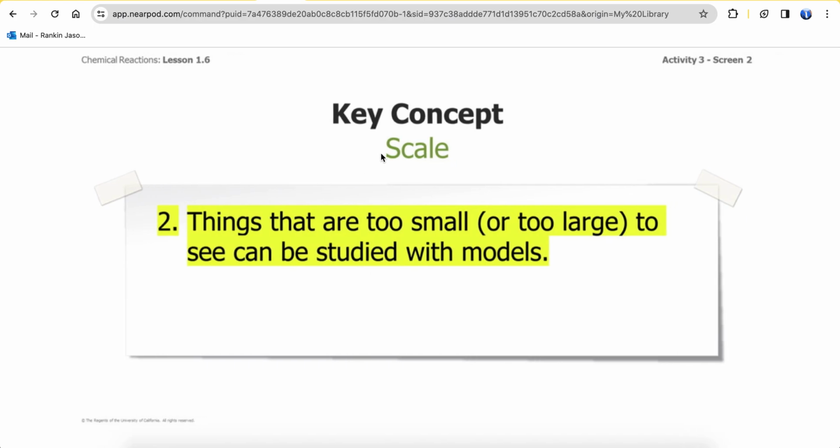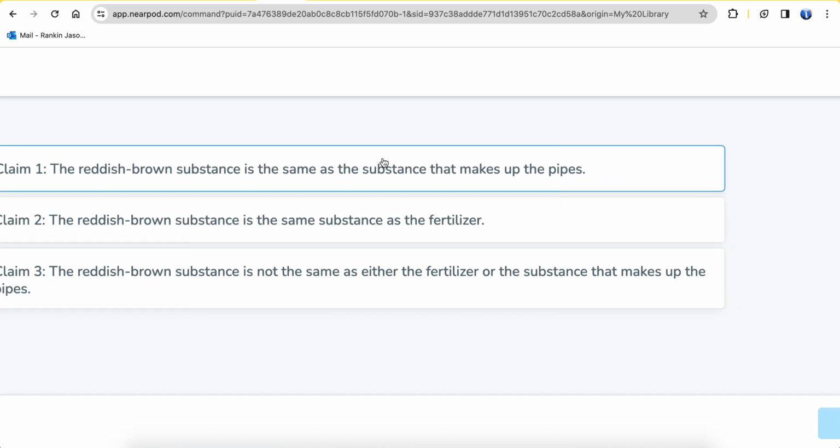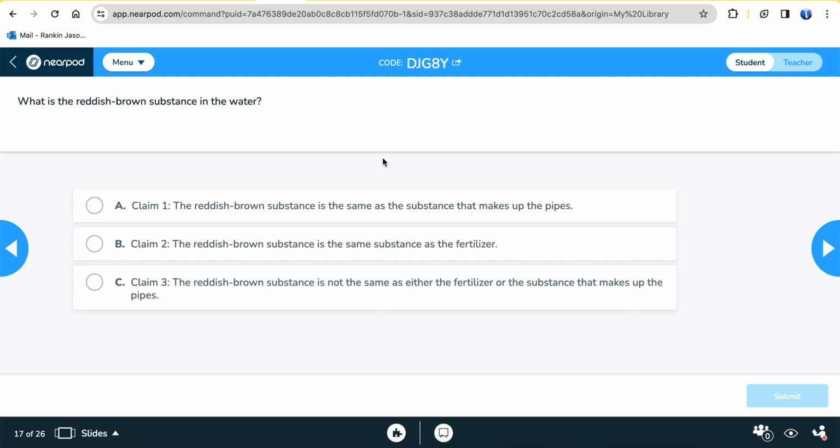All right, I believe we already have this written down. Things that are too small or too large to see can be studied with models. All right, we already have that written down. All right, so what is the reddish brown substance in the water?